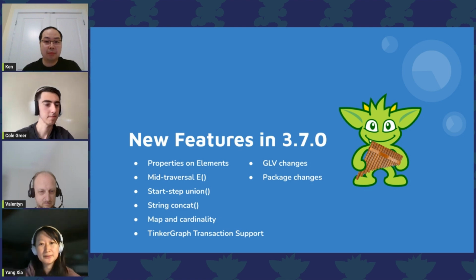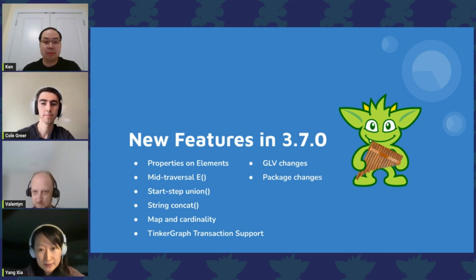On the new features in 3.7.0. So this is not a comprehensive list of all the things that went in. So we're just picking out some of the features from mainly the upgrade docs. So there's also a more comprehensive list in the changelog. So we're going to start with the properties on element. Pass it over to Valentin.